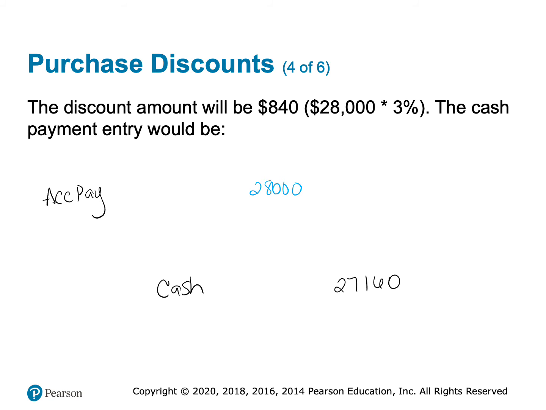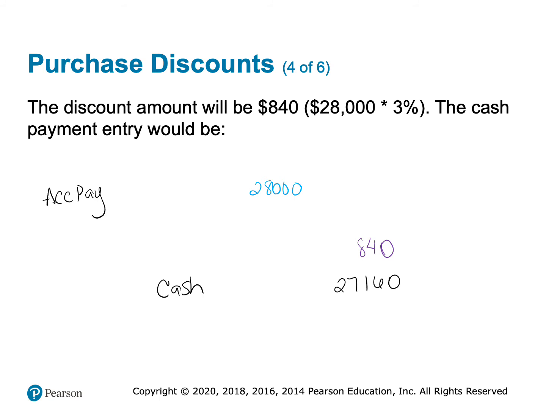Now when we post this, accounts payable is going to have a zero balance in it. But we know that debits have to equal credits. And right now my debits and credits don't equal. I have 28,000 of debit, 27,160 of credits. So that means I'm missing an $840 credit to some account.